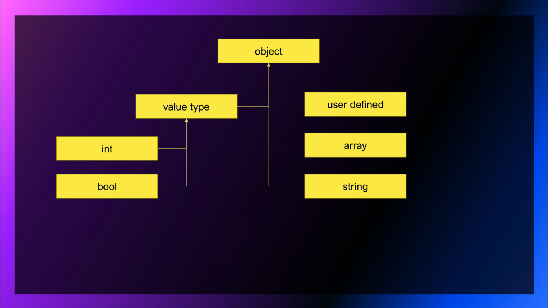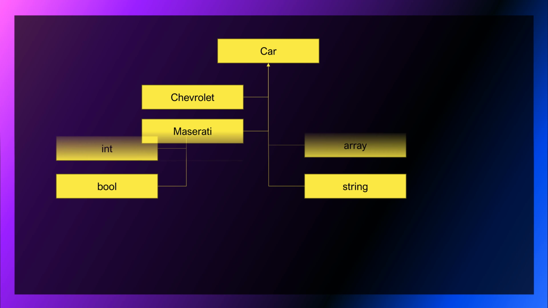An object is what every type either directly or indirectly inherits from. As you can see in this diagram, objects are made up of either value types, which are broken down into ints, bools, bytes, and stuff like that, or an object is a user-defined object, an array, or a string, and that side is primarily called reference types.